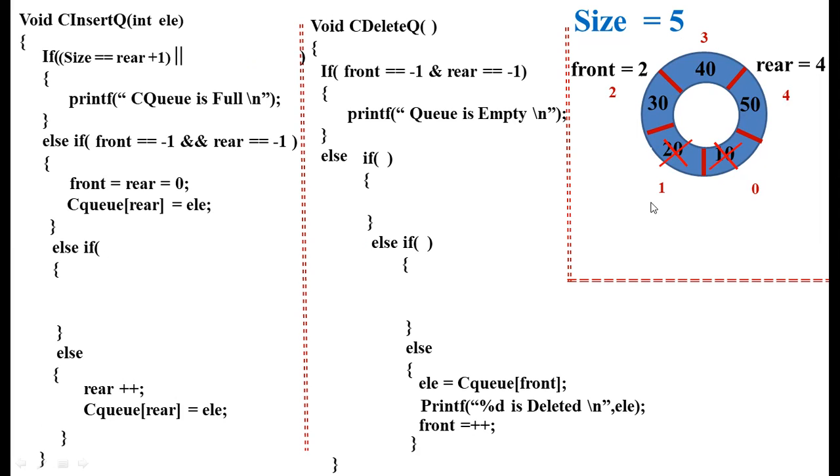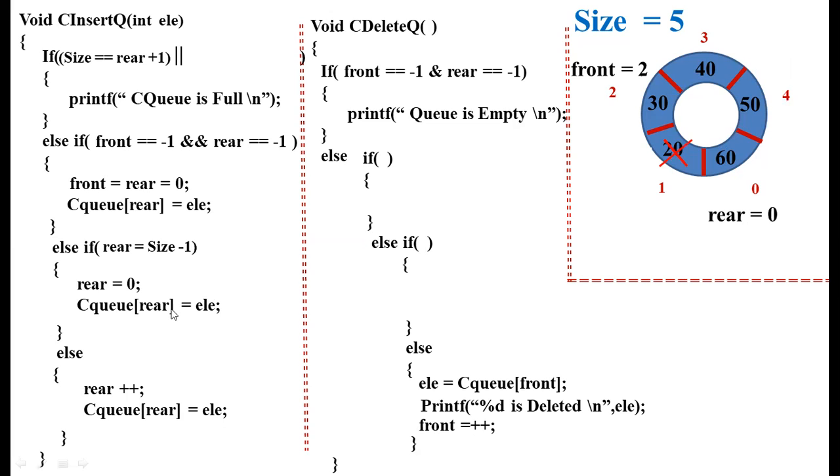So here what we need to do is write the condition: if the rear value is equal to size minus 1, that is, rear is equal to size minus 1. Then we need to make the rear value 0. So now the rear becomes 0, and whatever element we want to insert, we are going to send it into CQ of rear. So here my rear became 0. Now I am inserting that element, say 60. So I have inserted the element 60.